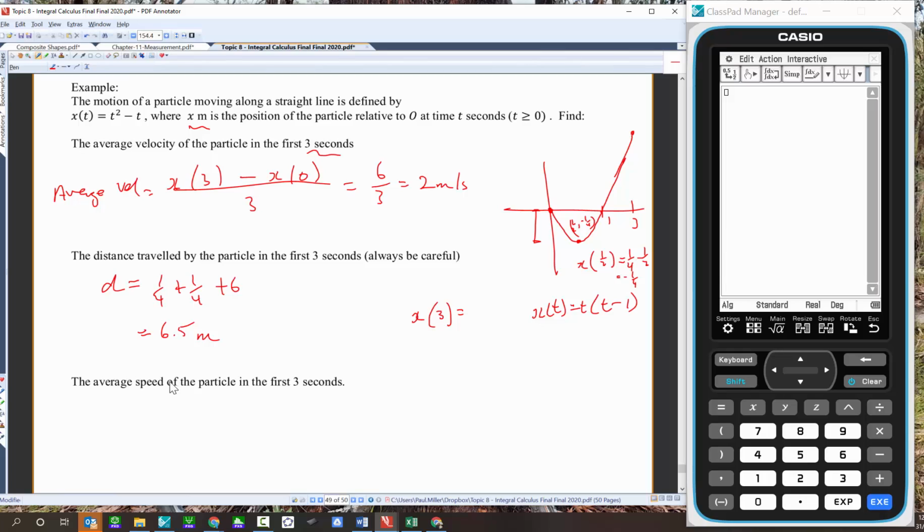All right, the average speed of the particle in the first 3 seconds. Okay, now remember the average velocity is the change in position with respect to time. The average speed is going to be, so speed equals distance over time. So that factors in the distance covered, okay?